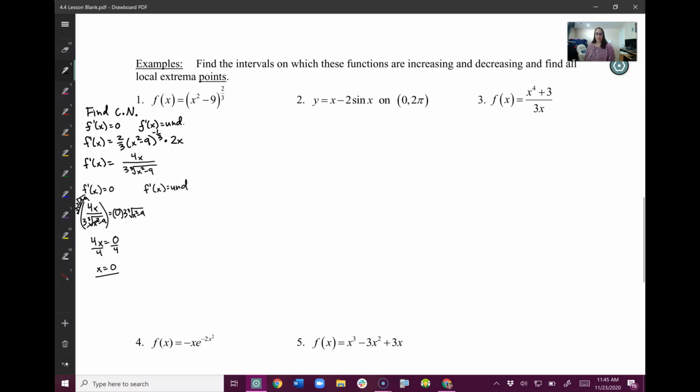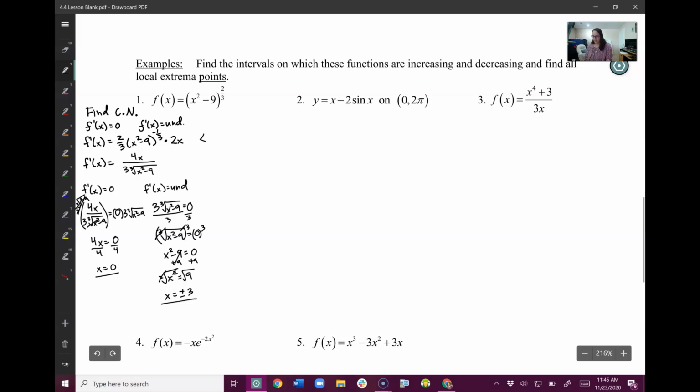Now let's look where it's undefined, aka where we have asymptotes, aka where the denominator equals 0. That's kind of your shortcut for undefined, where the denominator equals 0. So let's solve this one out. I'm going to cube this. So we get x squared minus 9 equals 0. Add 9. X squared equals 9. Square root. So I get x equals plus or minus 3. There's my other critical numbers.